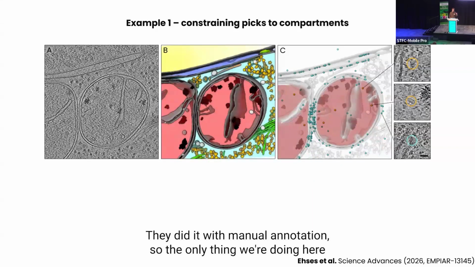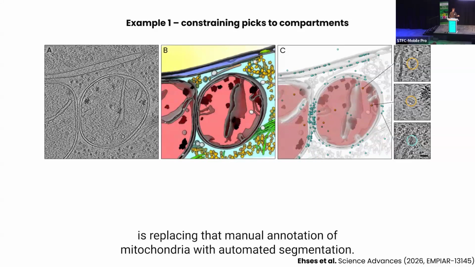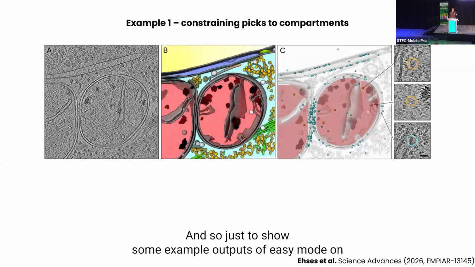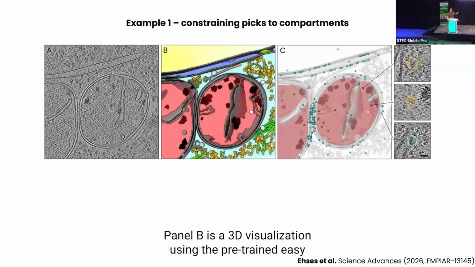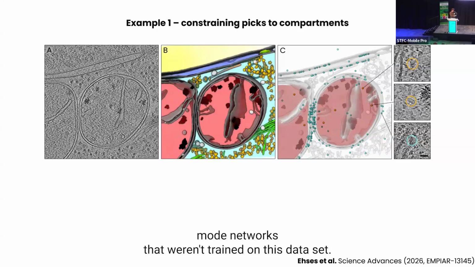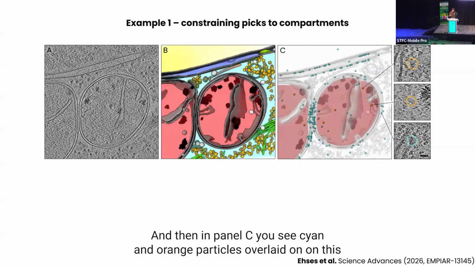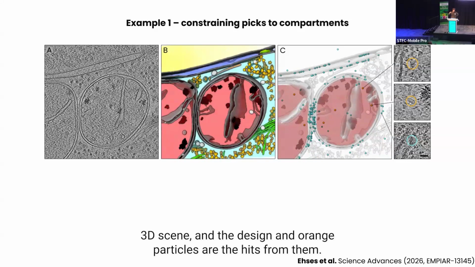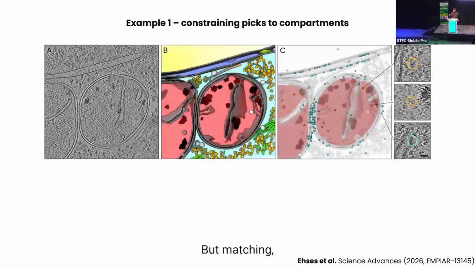So the only thing we're doing here is replacing that manual annotation of mitochondria with automated segmentation. And so just to show some example outputs of easy mode, on the left is a slice from a tomogram. Panel B is a 3D visualization using the pre-trained easy mode networks that weren't trained on this data set. And then in panel C, you see cyan and orange particles overlaid on this 3D scene. And the cyan and orange particles are the hits from template matching.